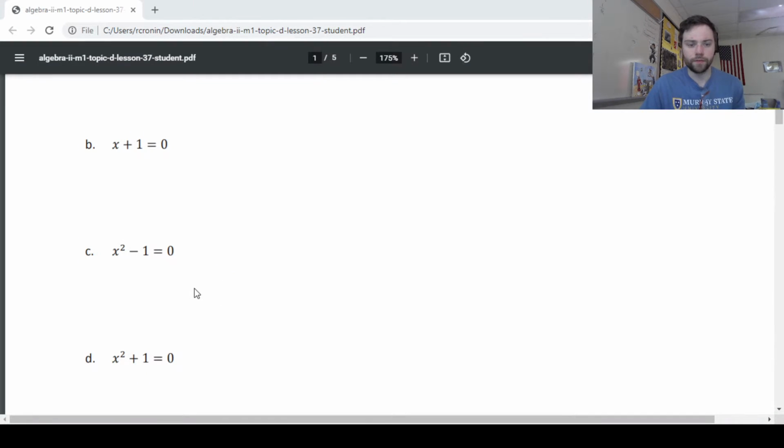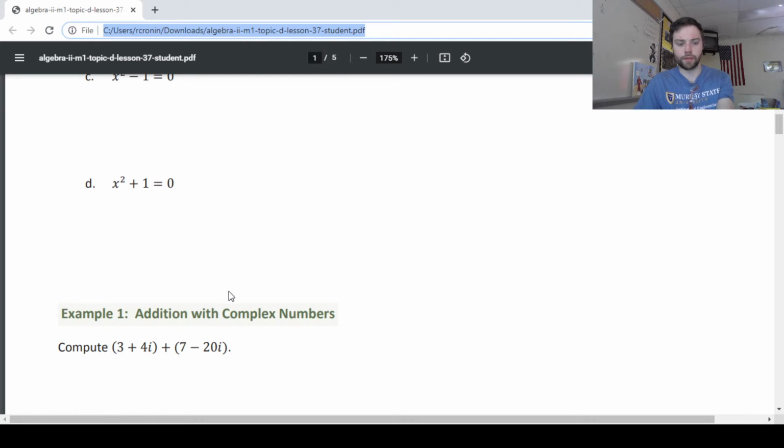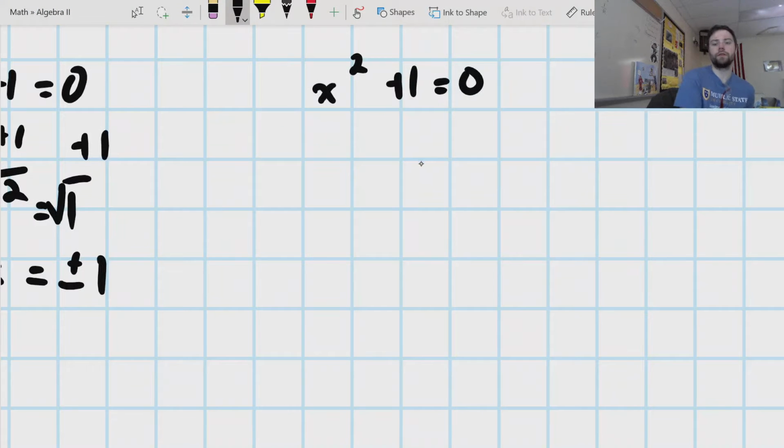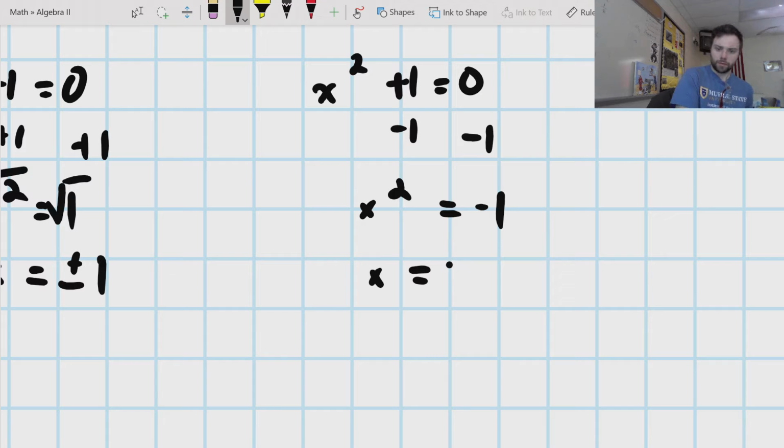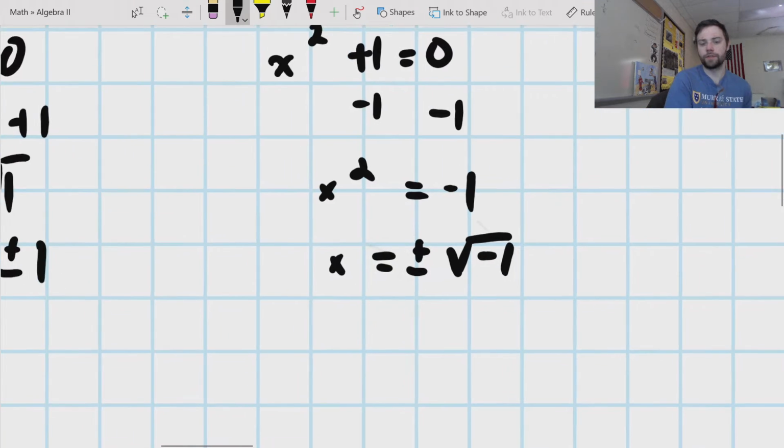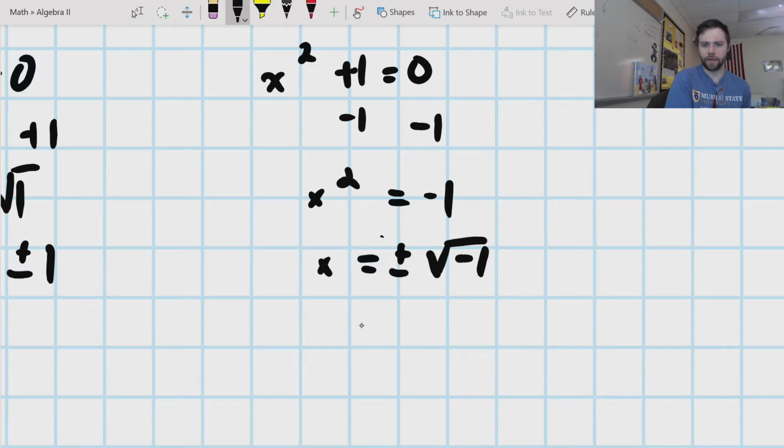And then we've got this last one, which is x squared plus 1 equals 0. That might be a confusing one because you've never encountered it before. Whenever you try to solve it algebraically, you get a weird answer. You get x squared equals negative 1, and then x equals plus or minus the square root of negative 1. From our last conversation, the square root of negative 1 is a very specific identity in math. It's i, which we call the imaginary number.